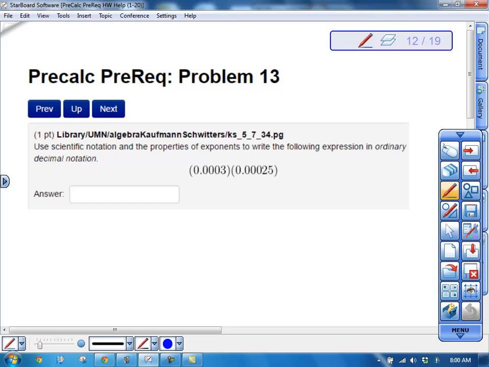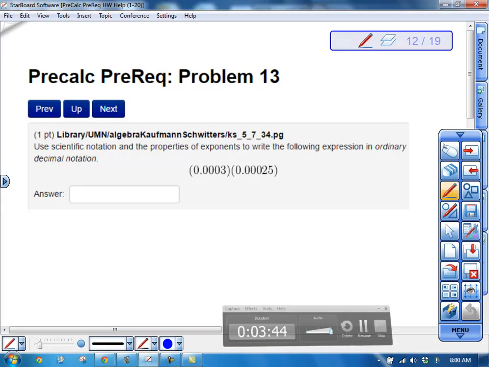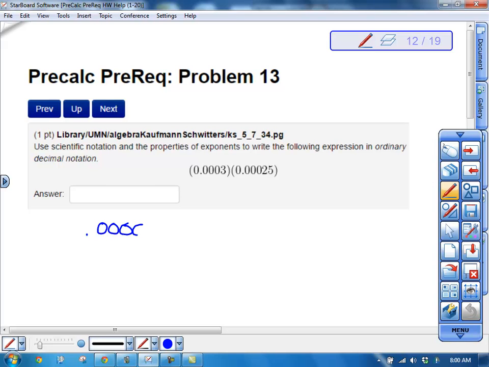Okay, next problem, multiply this out. You can use a calculator if you want, just enter it in decimal notation. Should get like 0.00000075.